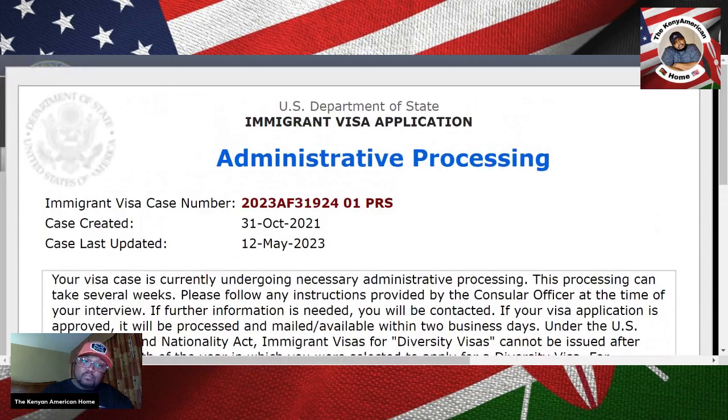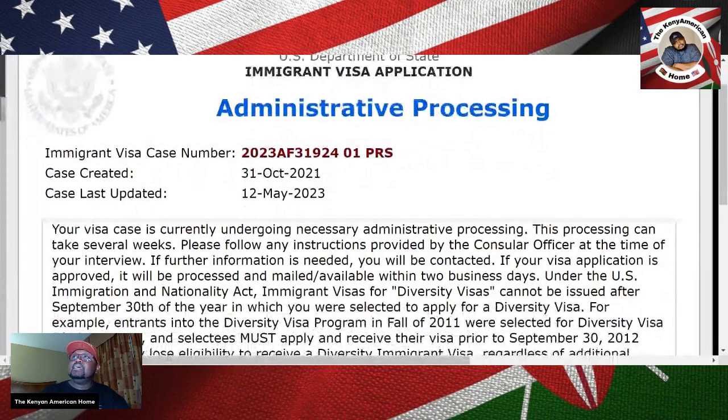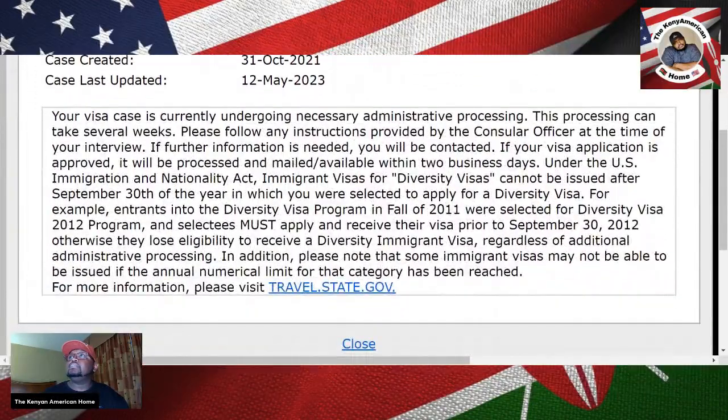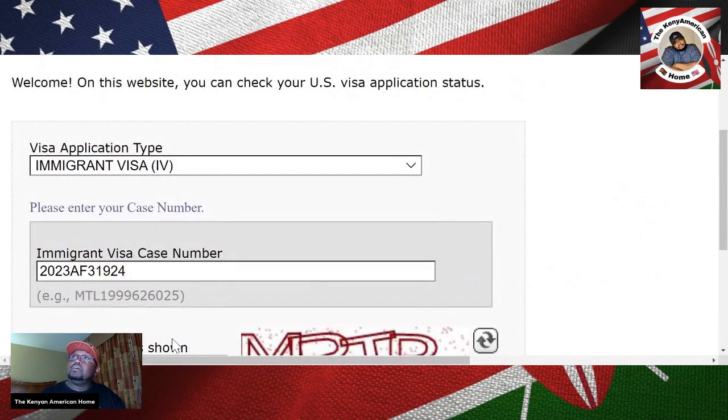So this is administrative processing, but this is the other thing. This is someone who is African, because their numbers are counting for Africa. The nationality is African, but they actually live in Paris. Is it Paris, France? So this person is in Europe, in France, but they are African, and they are in administrative processing.